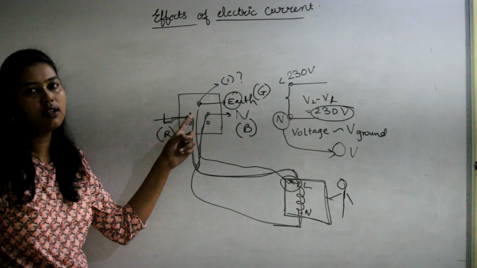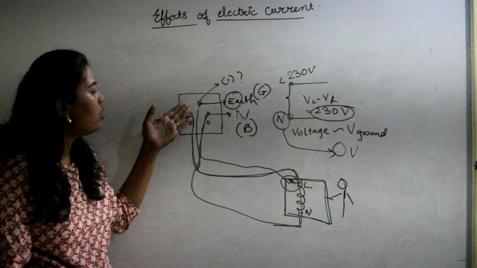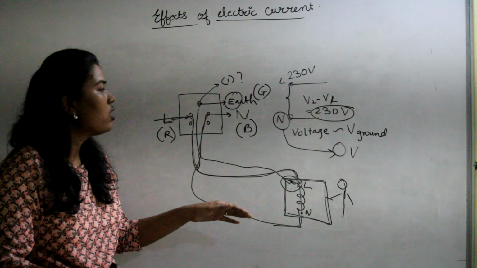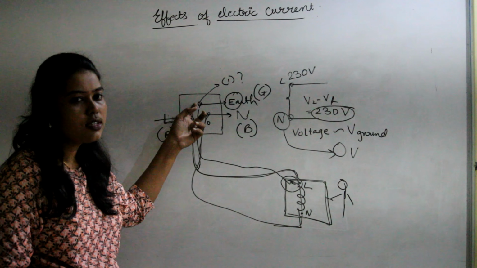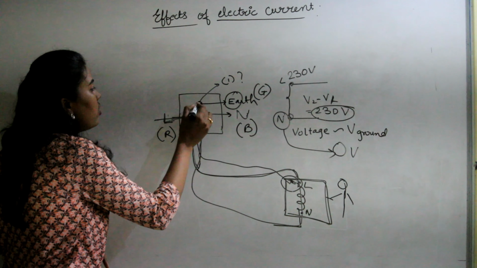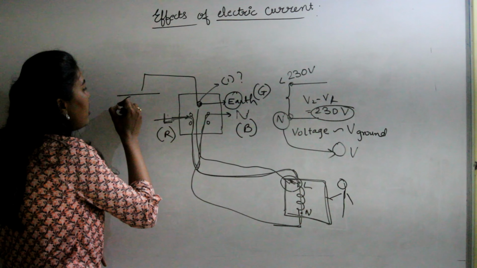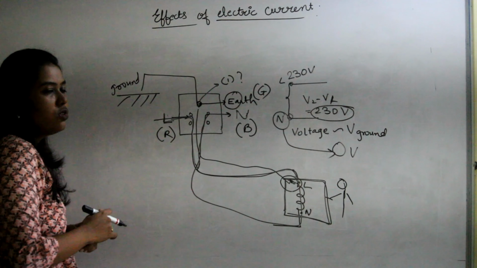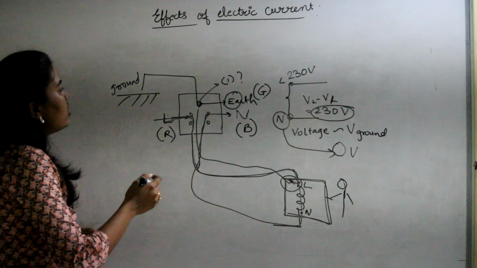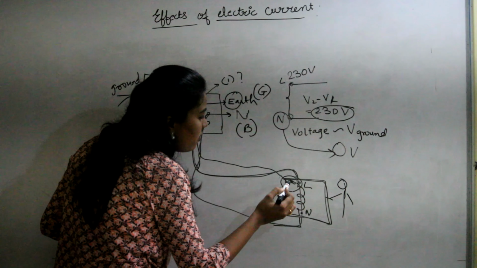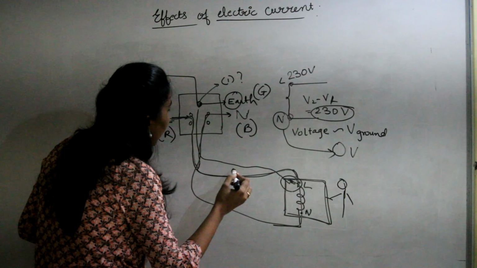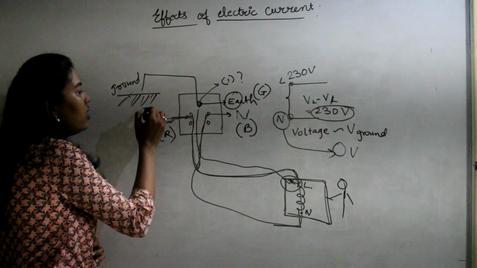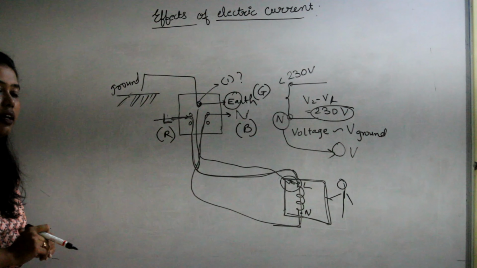Where is this earth terminal connected then? The fault current arriving here, which is a huge current, where does it go? This earth is directly connected to the ground, right? So the fault current present in this casing will directly get connected to the earth, which is connected to the ground. So this current will directly get grounded.